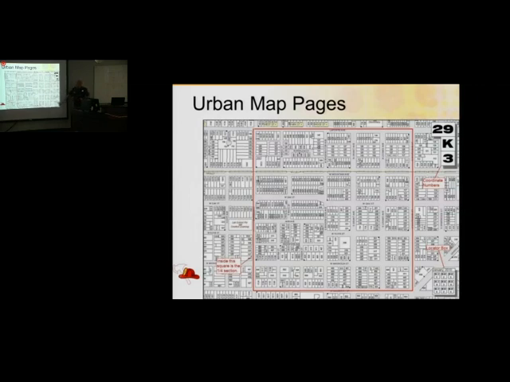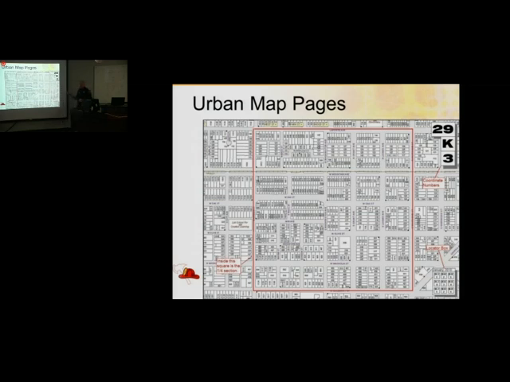Down in this lower box, and I don't know if you guys can see this over here, is a locator box. The map page that you are looking at is in the center of that box. I know it's kind of fuzzy and hard to see from back there, but this says 29 King 3 right in the middle of it. It gives you every map page, every coordinate, that touches this coordinate around it.